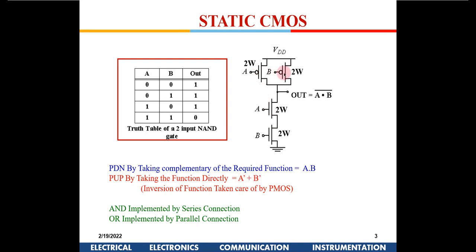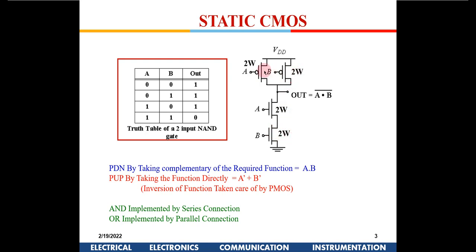I have used 2 PMOS here, so straight away I get this circuit. Now you might be wondering, it is A bar B bar, why have I not used A bar B bar? Because this is a PMOS network, right? So if I give A, this will be switched off. If I give A bar, this will be switched on, right? So automatically that bar has been taken care of by using PMOS here. So I have used these PMOS circuits.